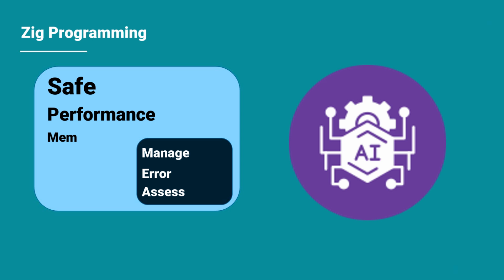The combination of compile-time constant evaluation, explicit memory management, and robust error handling makes Zig a unique and compelling choice for developers seeking to build software with fewer surprises. Isn't that right? It's like having a well-organized toolbox. You know exactly where everything is and how to use it without undue complexity or overhead.